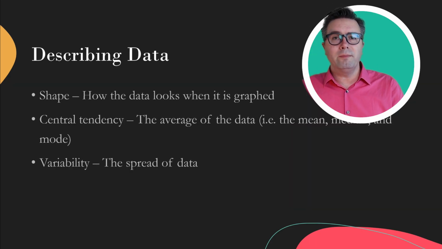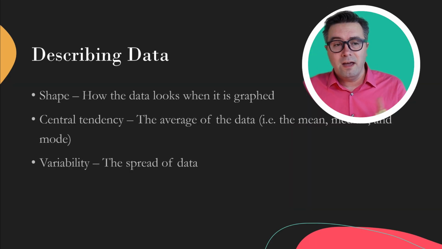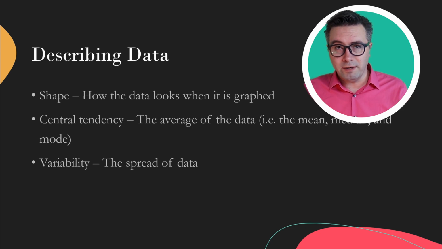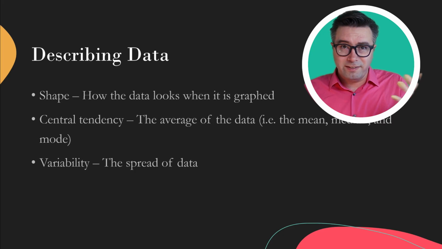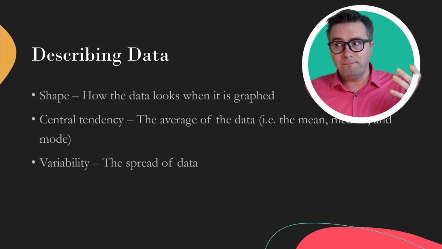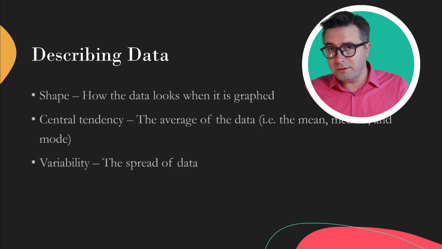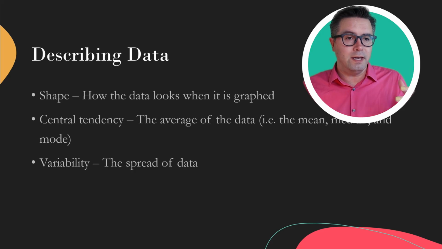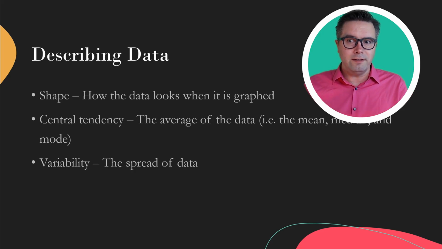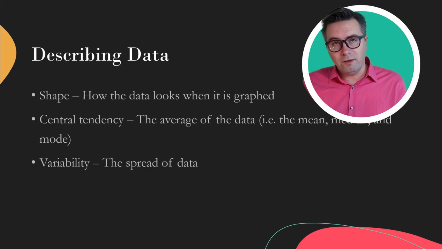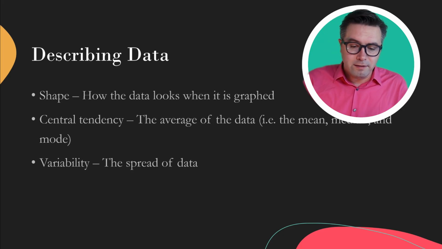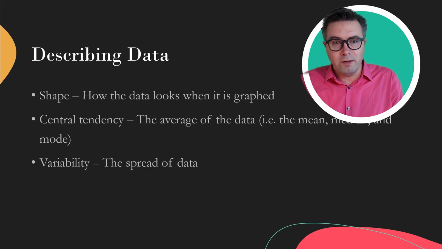The next thing we're going to be doing is describing data. We can describe data with shape, central tendency, and variability, right? Once we have data, we want to know things about it. You've been exposed to this before, but we're emphasizing these different things that help describe the data. Shape is how the data looks when it's graphed. Central tendency is what things typically are. Variability is the spread of the data. Let's talk about each one of those.